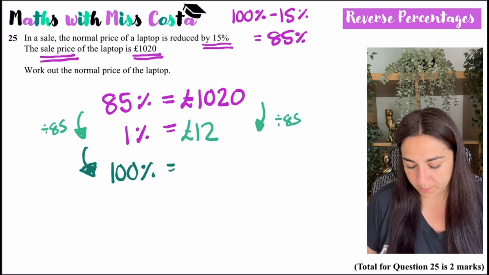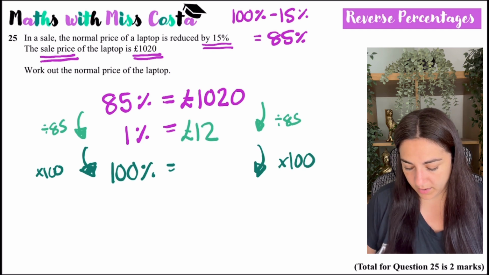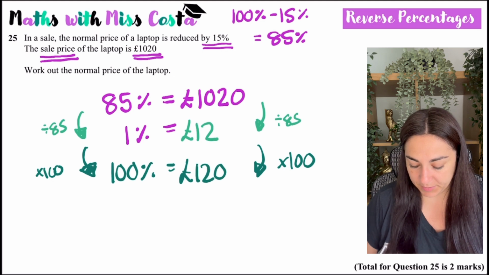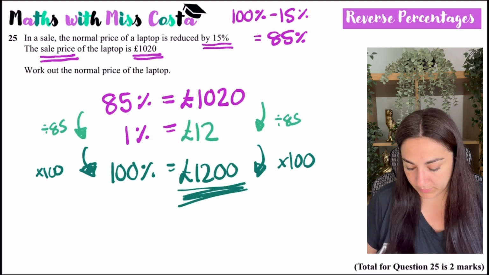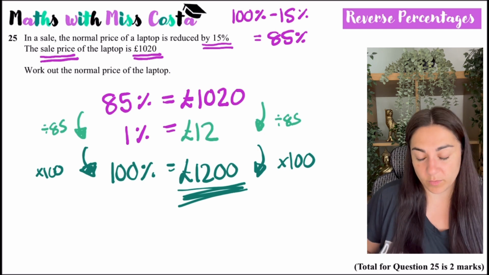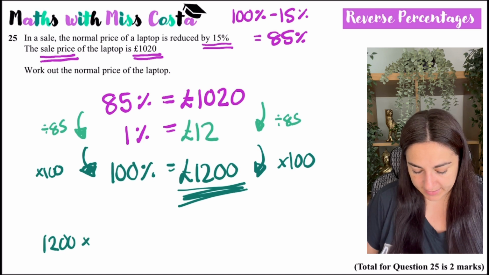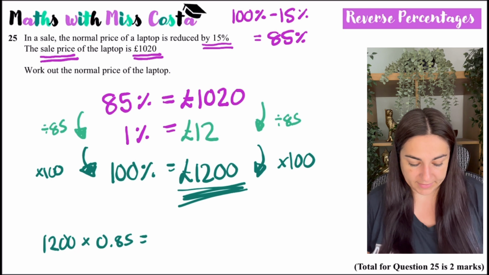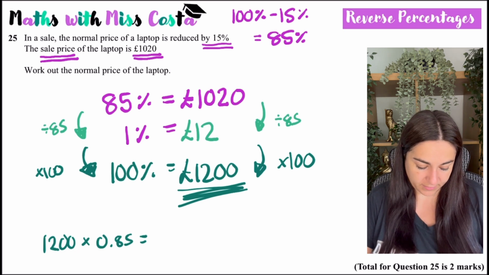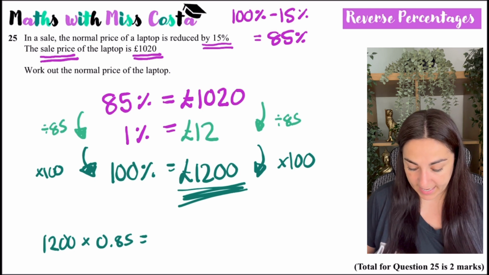And if I know what 1% is, I can easily get to what 100% is by multiplying by 100. So 100% is going to be 12 times 100, which is 1,200. So that must be the normal price of the laptop. What I can do to double check is, how do you work out 85% of something? You times by 0.85. So does this work? 1,200 times 0.85. Yep, that takes me back to 1,020.